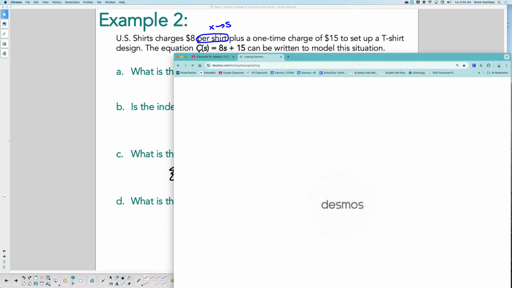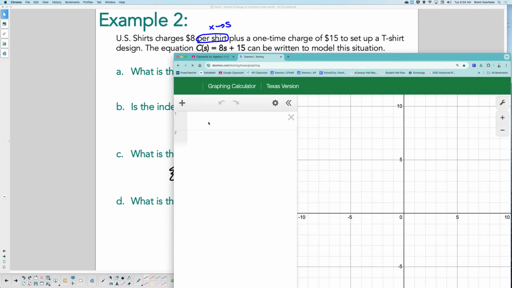So I'm going to use the same. I'm not going to change any of the variables. I'm going to do C of S. That's how you would read this. C of S equals 8S plus 15. Now, Danny, if you want to type that in, that's fine. But don't just be distracted again. So type that in.